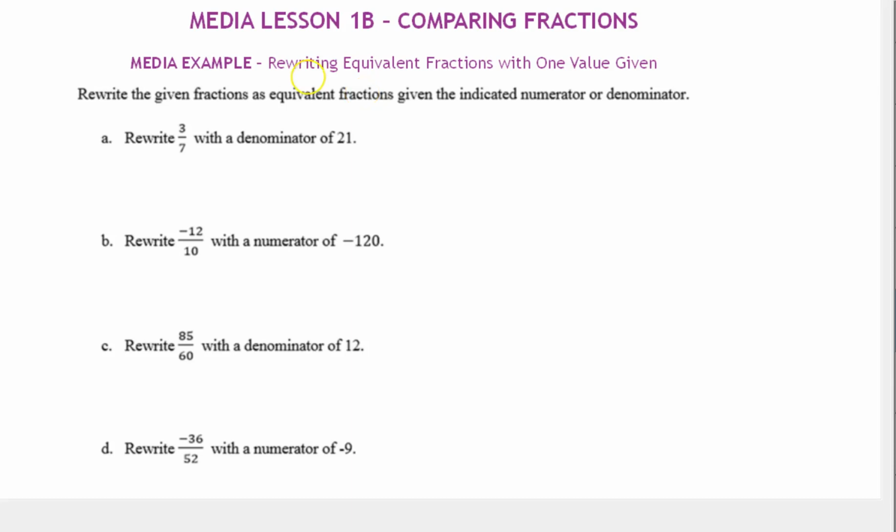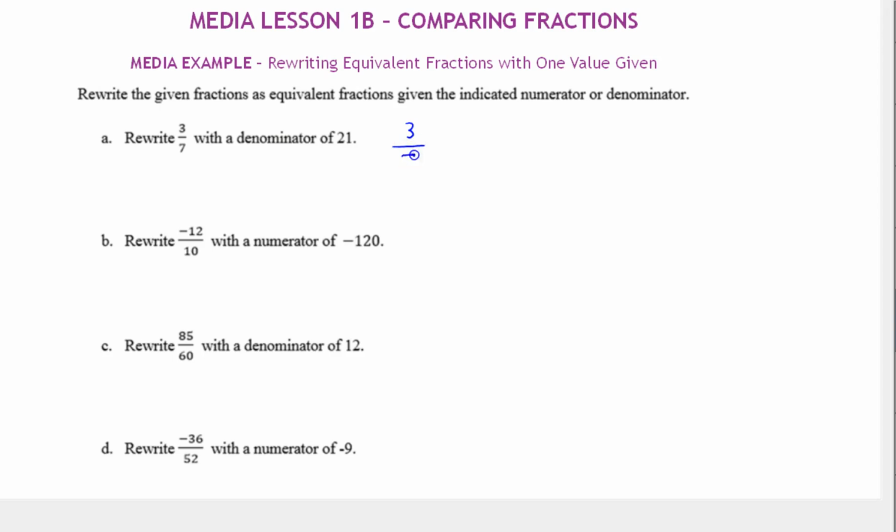In this example, we're going to learn how to rewrite equivalent fractions with one value given. Let's read the directions. Rewrite the given fractions as equivalent fractions given the indicated numerator or denominator. So let's look at the first question. Rewrite 3/7 with a denominator of 21.